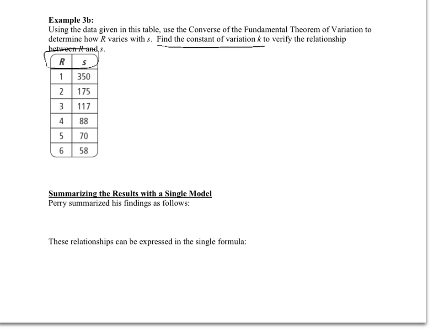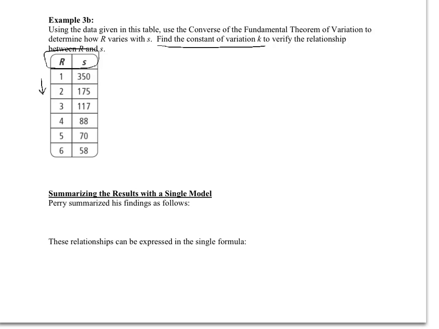Well, let's look at what's happening to r. r is increasing, going from 1 to 6, and s is decreasing, going from 350 to 58. So it looks like it's going to be an inverse variation. We just don't know if it's going to be squared or not. That's the only part we're trying to figure out now. We can tell that it's inversely related.